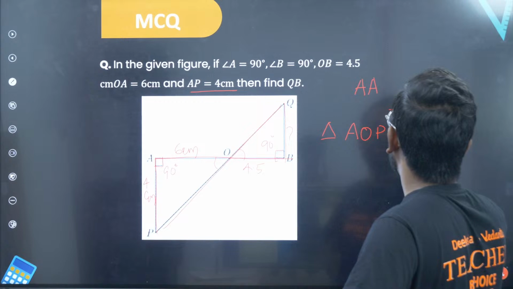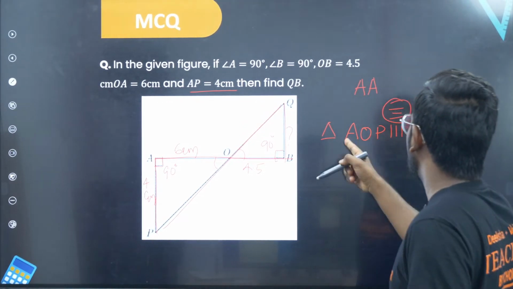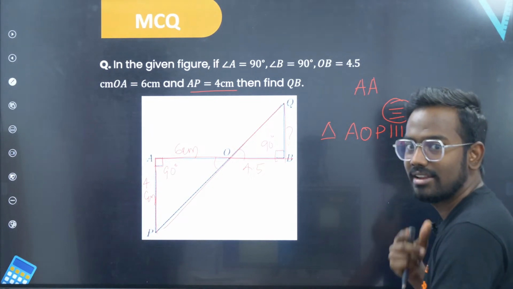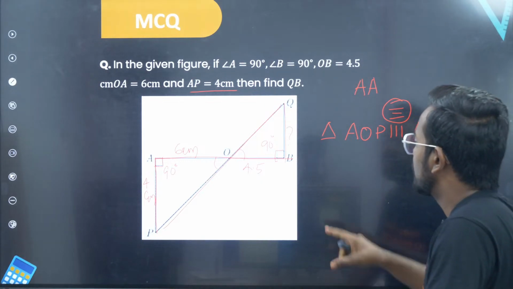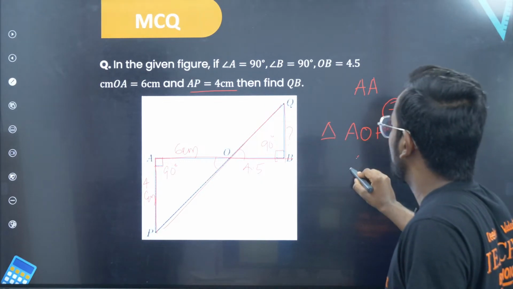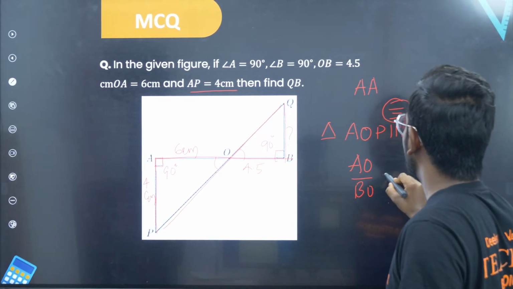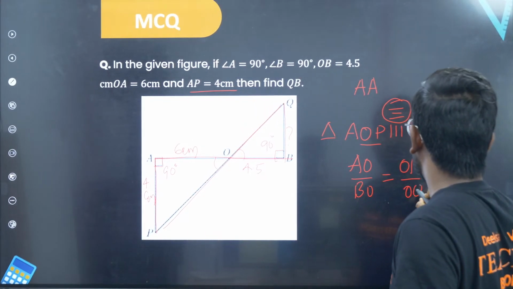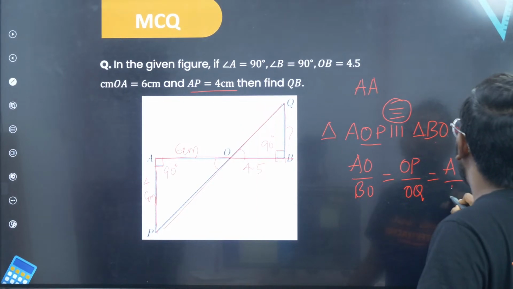So something like this. I think this is the one that is assigned for you guys. So these two triangles are similar. So now what will you do, sir? Since they are similar, they'll satisfy BPT theorem. So what you can tell, sir, AO by BO is equal to OP by OQ, and first and third, AP by BQ.